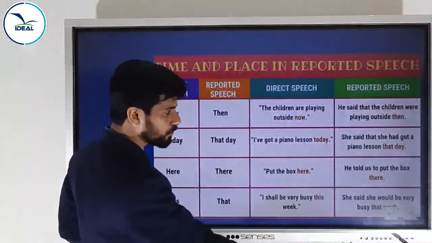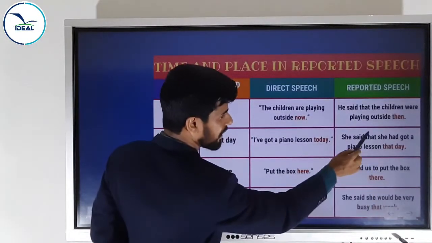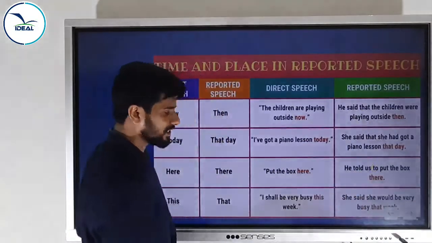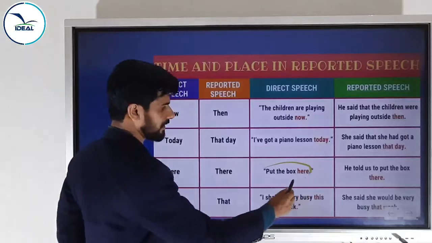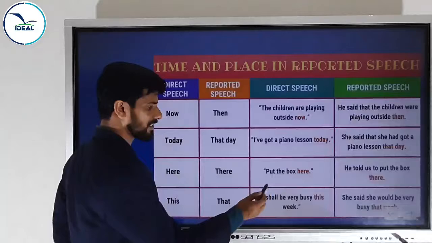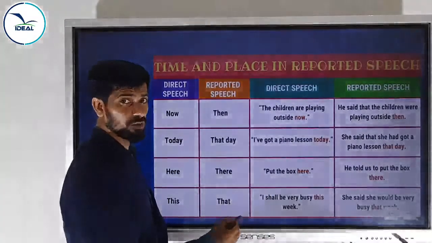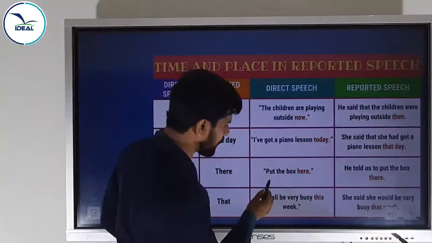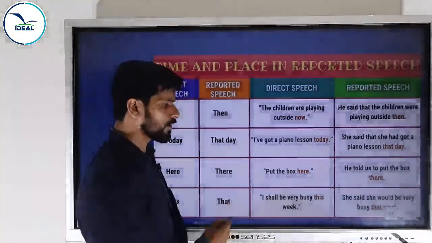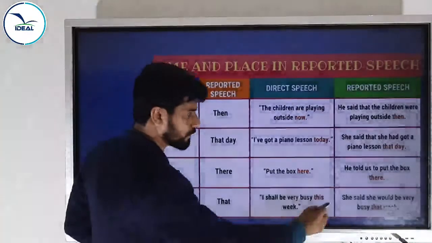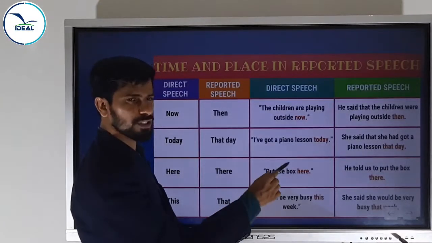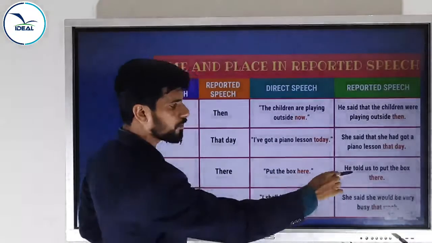He told us to put. So here the conjunction is "to". Here it is "that", and here the "to" is the conjunction, because this sentence is an imperative sentence, because it starts with a verb. It's just like a command or a suggestion or a request, right? Sentences like these are called imperative sentences. When you convert an imperative sentence into reported speech, you have to use "to" as the conjunction in positive cases. So he told us to put the box there.